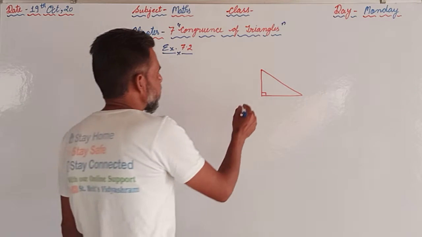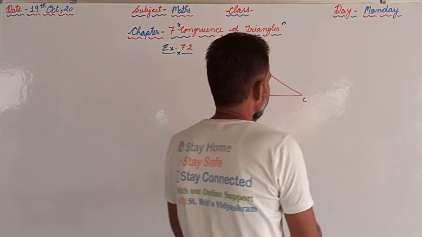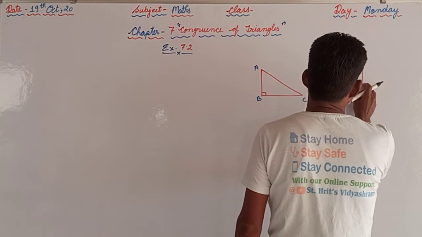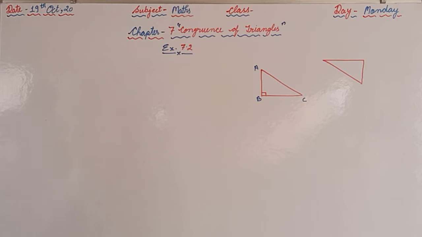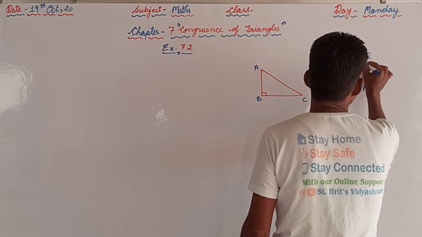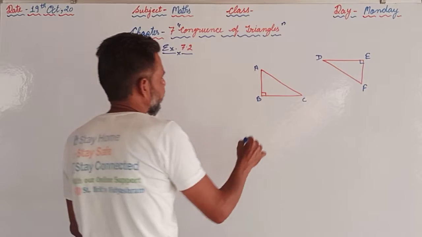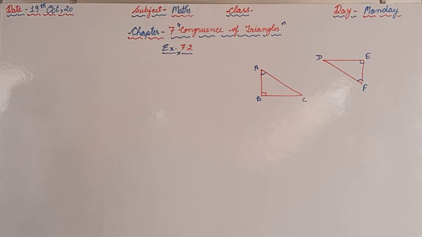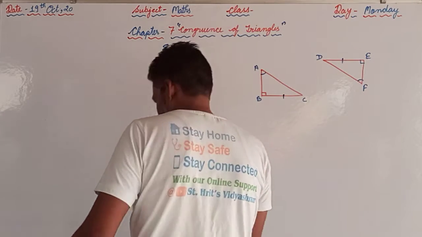The name of the figure is ABC. ABC is a triangle which is right angled at B. At the same time, one more figure is there, that is DEF, which is right angled at E. At the same time, it is also given that angle A is equal to angle F. And one more thing is given: BC is equal to DE.